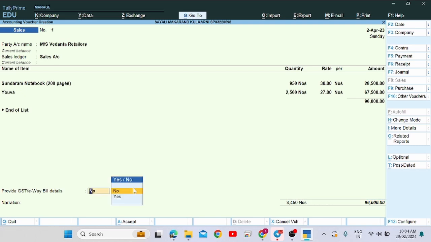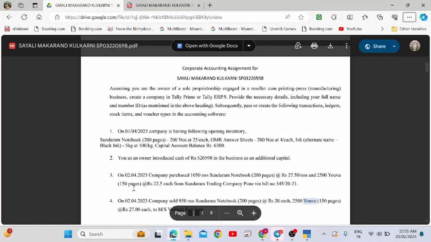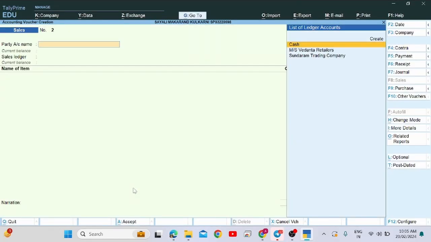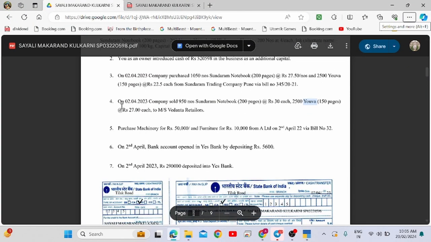This is the e-way part of the GST, and we don't have GST in our syllabus, therefore simply accept it. Accept the screen, accepted. Correct. Do you want to generate an e-way bill? No, we don't want to. Say no, N button or enter button. And then here after the 4th we have the 5th transaction.